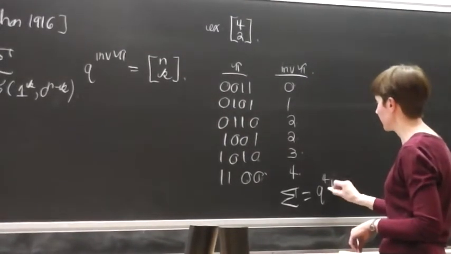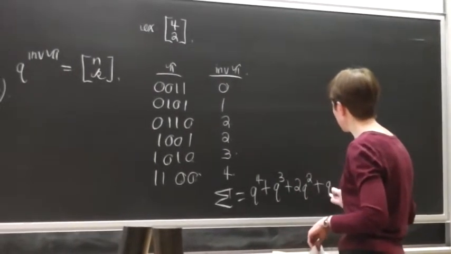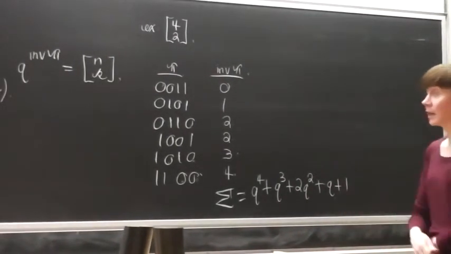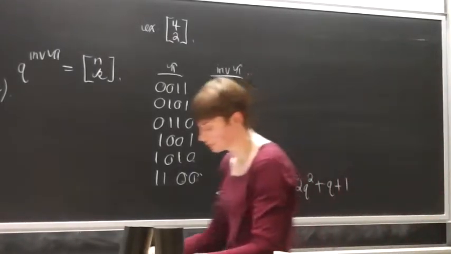So then we get q to the 4th plus q to the 3rd plus 2q squared plus q plus 1. So this is the q-analog of 4 choose 2. Okay?